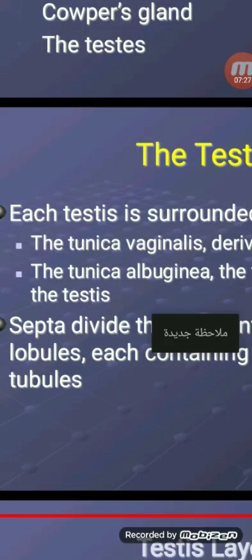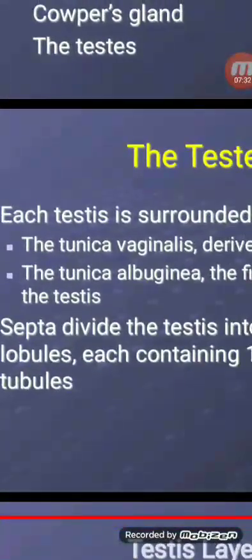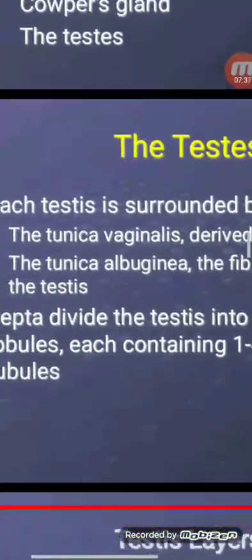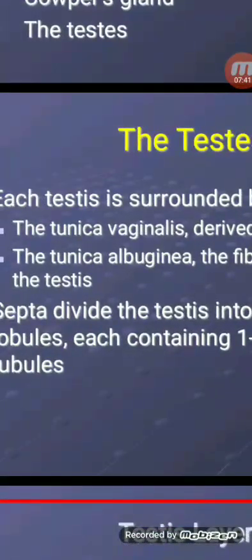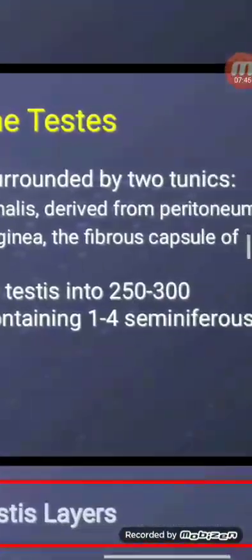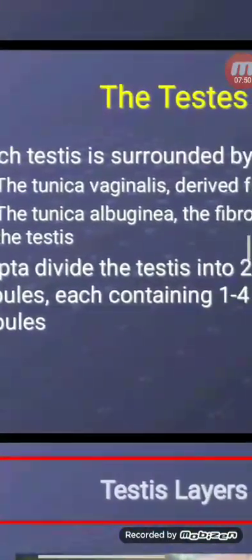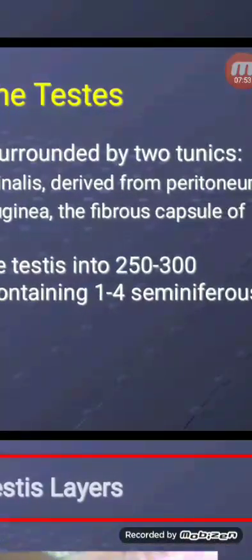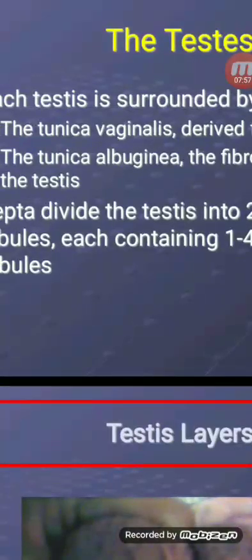Each testis is surrounded by two tunics. The tunica vaginalis is derived from the peritoneum, and the tunica albuginea is the fibrous capsule of the testis. Septa divide the testis into 250 to 300 lobules, each containing one to four seminiferous tubules, and the sperm is produced from the seminiferous tubules.